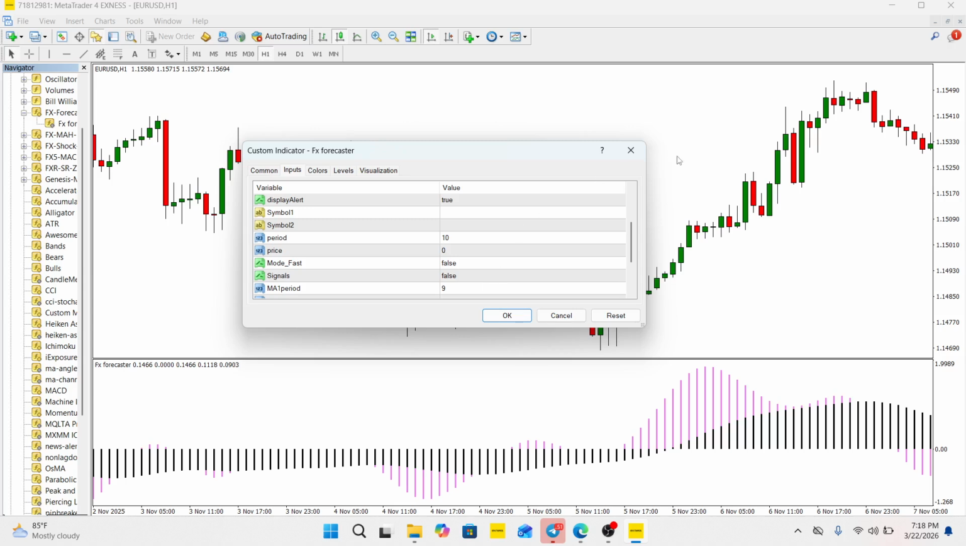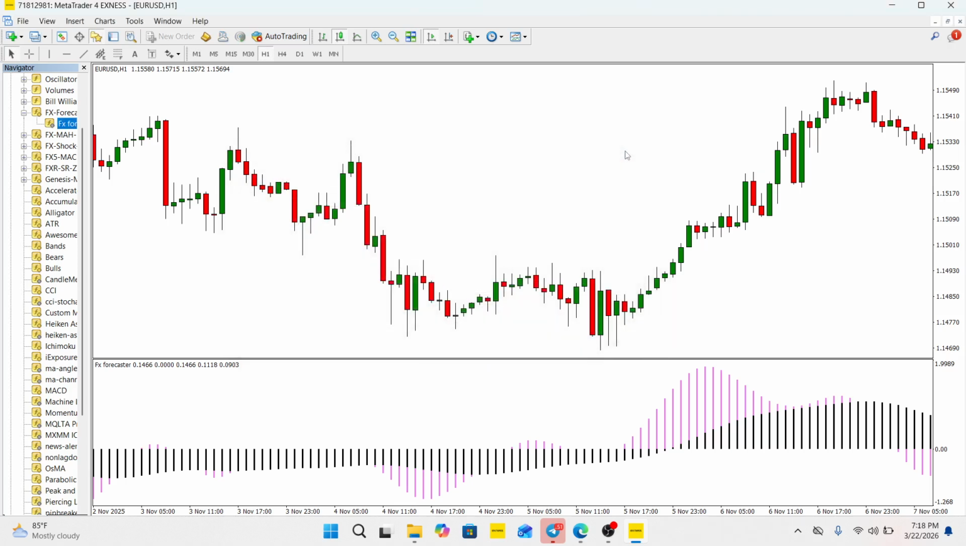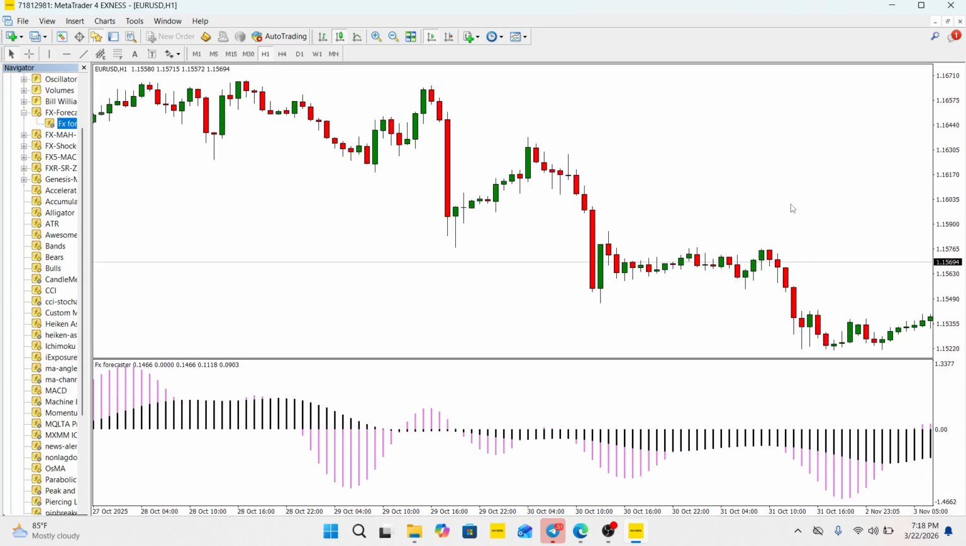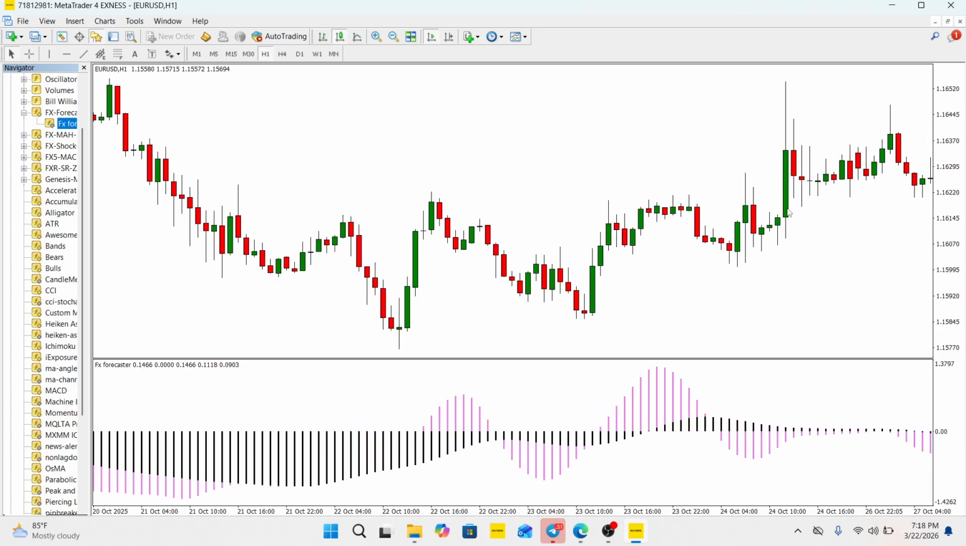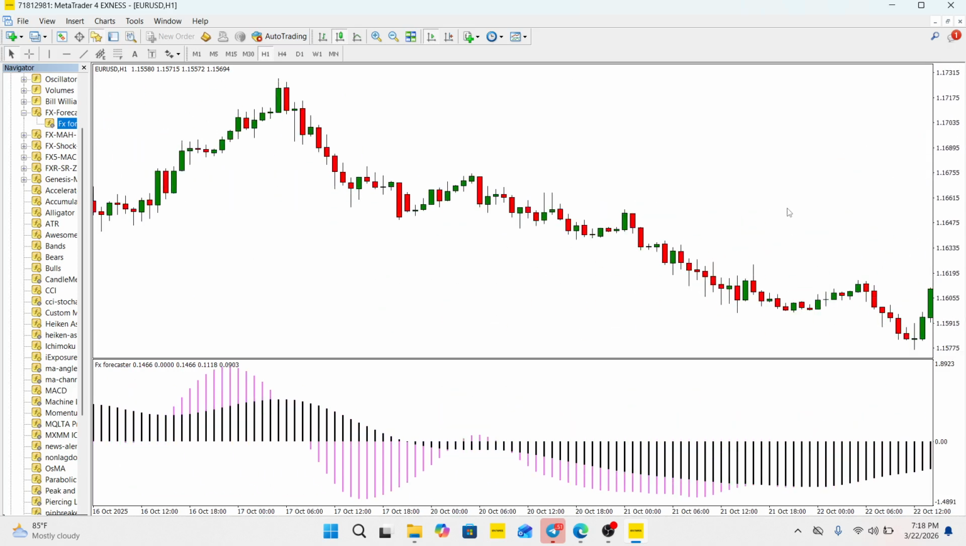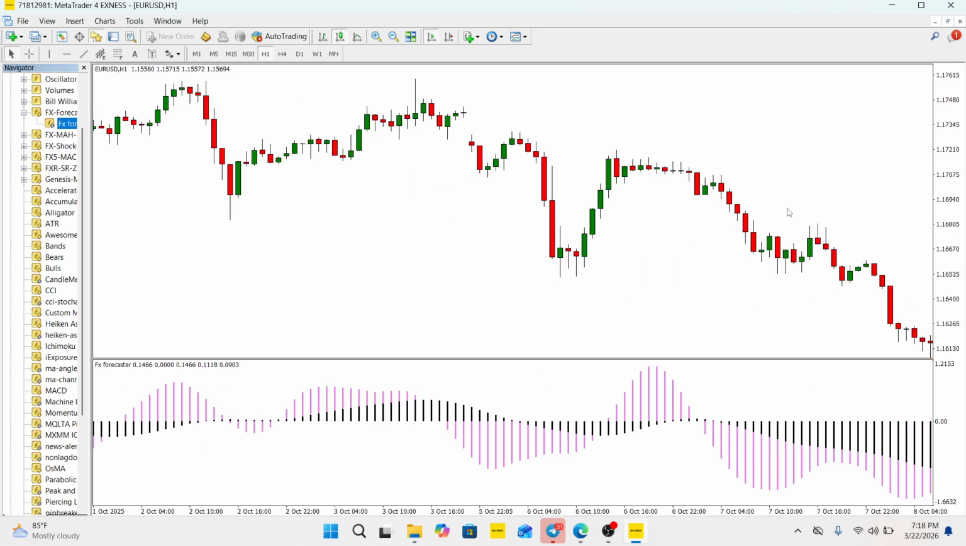So who is this indicator for? The FX forecaster indicator is suited to traders who want a clean oscillator style view of momentum and direction built from fast and slow EMA relationships. It still relies on historical prices and smoothed averages, so it can lag at turning points, produce false shifts around news, and should always be combined with price action, support and resistance, and strict risk management rules rather than used as a standalone forecasting system.